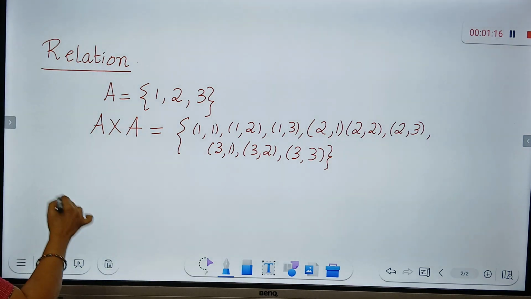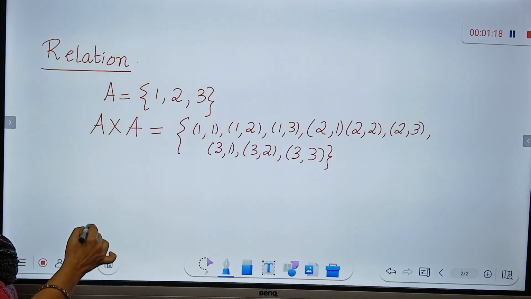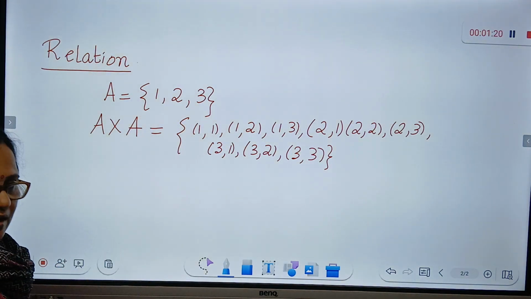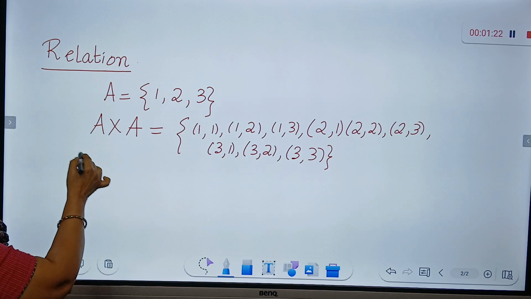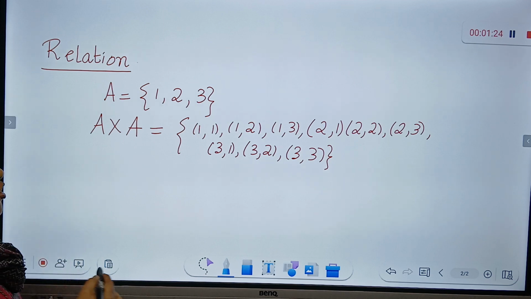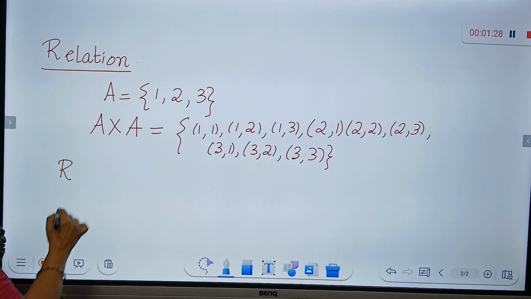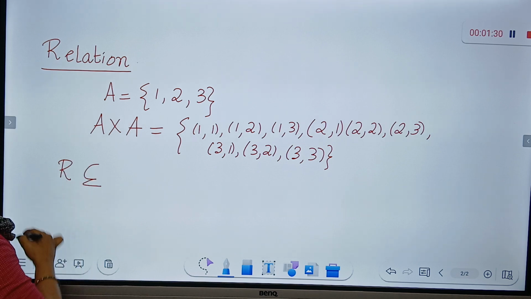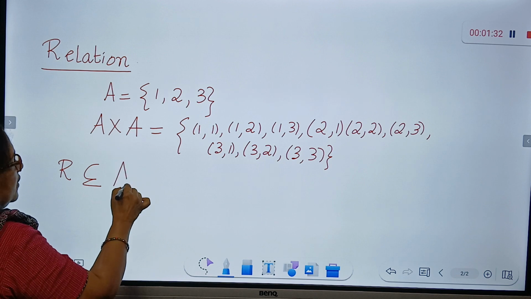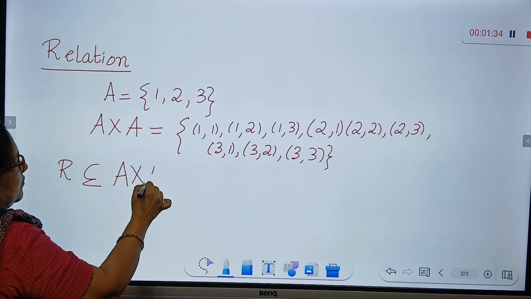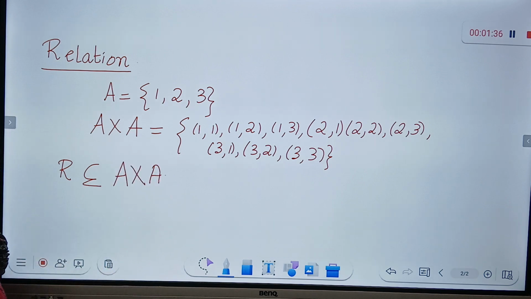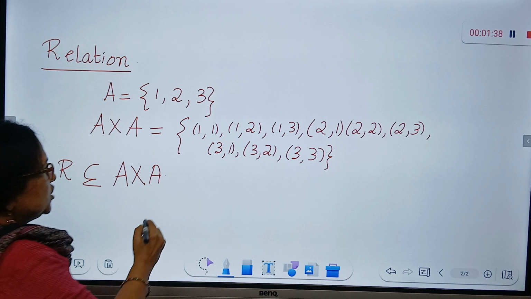Now, any subset of the Cartesian product of A cross A, that is Cartesian product of A with itself, is called as a relation. So, R is a subset of A cross A. So, I can write it as R is contained in A cross A. Now, we will see what is an example of a relation.